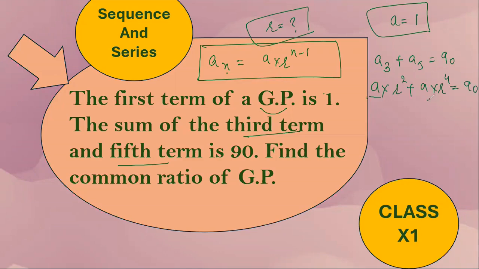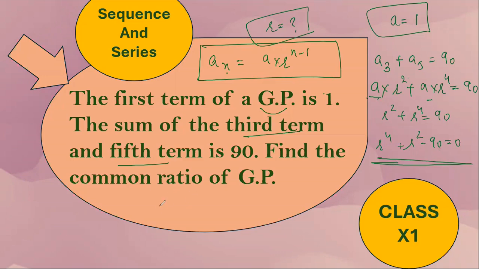What is a given to you in the question? It is 1. So 1 multiplied by r square is r square, and 1 multiplied by r to the power 4 is r to the power 4, equal to 90. So I will make an equation: r to the power 4 plus r square minus 90 is equal to 0. How to solve this type of equation? We can use middle term splitting, or we can use the quadratic formula also, to solve it easily.